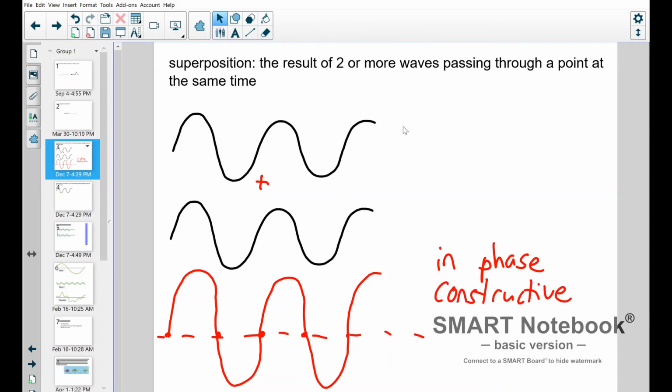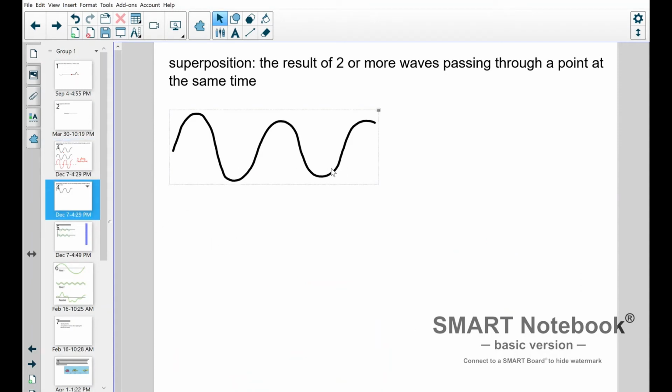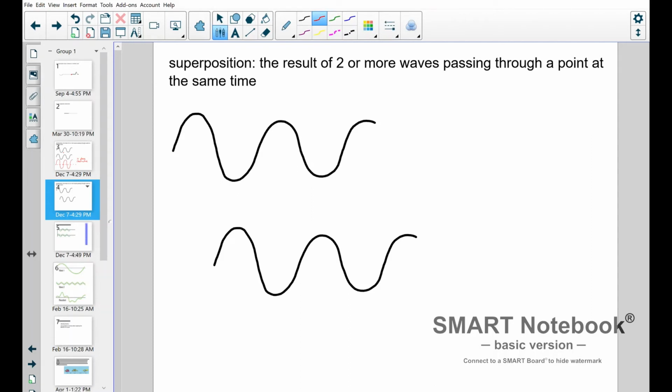I could also imagine a situation where instead of lining these two waves up in phase with each other, peak to peak, trough to trough, I could take the same one and line it up so that they are exactly out of phase, where the crest lines up with the trough and vice versa. And just like the others were in phase with constructive interference, this is what we call completely out of phase. They are exactly half a cycle apart.